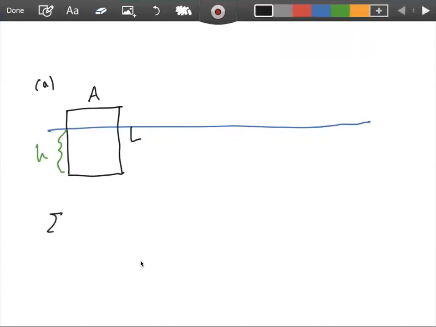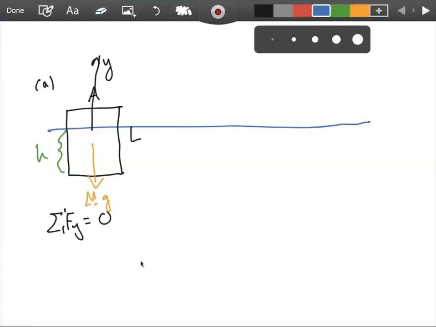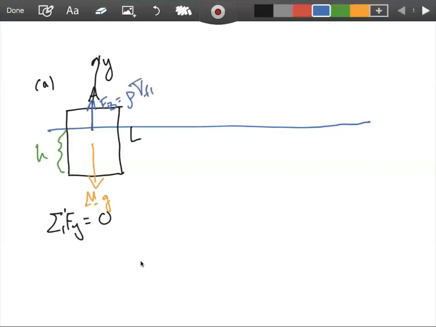Here we're just going to say that the sum of the forces in the Y direction is equal to 0, where this would be my Y direction. This thing has simply mg down, and then has the buoyant force pushing upward. The buoyant force is going to be the density of the fluid times the volume of fluid being displaced times g.